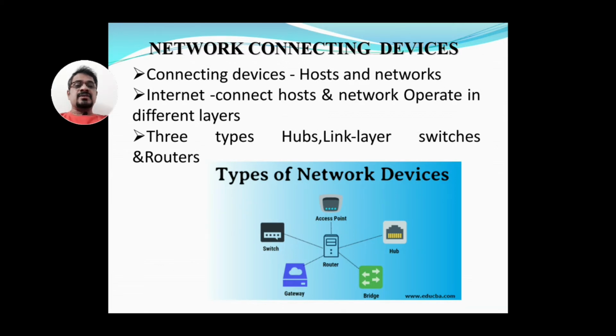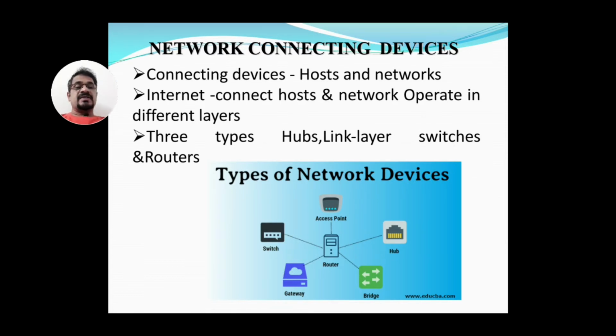Majorly, we are going to discuss three types of connecting devices here: hubs, link layer switches, and routers. Apart from that, there are also gateways. Gateways are called protocol converters, which operate across all 7 layers, right from the application layer to the physical layer. Majorly, these gateways are software in nature.